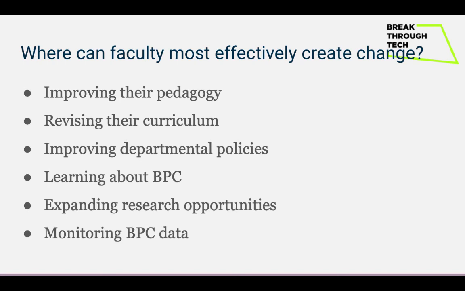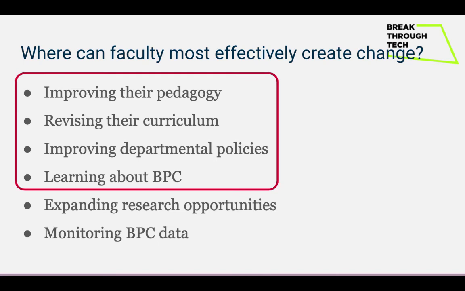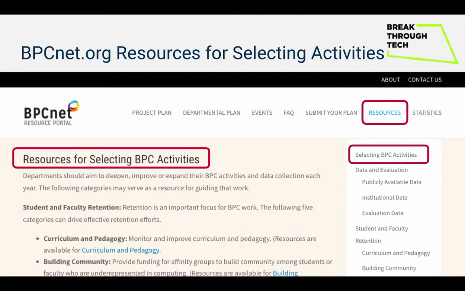And in the example above, the real cause was whether or not students had Java knowledge, which just was correlated with the student's gender. And I think it's really important to think about these first four. The extent to which you have a faculty engage in these activities are likely sustaining. So if I change my pedagogy in ways that benefit students who are underrepresented in computing, I'm likely going to continue those practices. BPCnet.org has tons of resources for selecting activities.